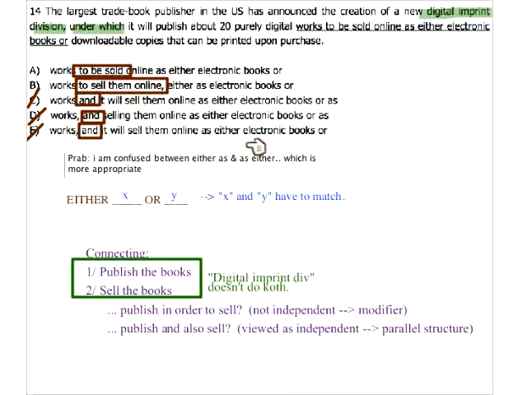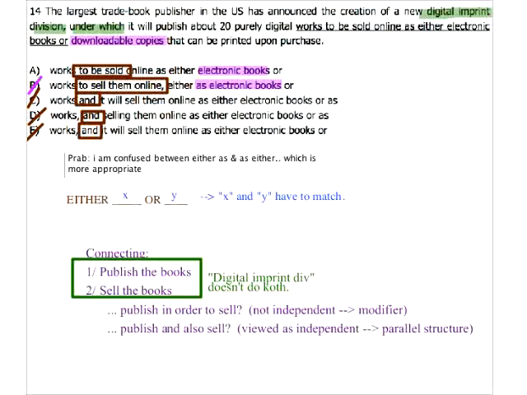I mean, it's just either X or Y again, and you're just playing a matching game. So let's see what happens with the matching game here. Well, in A, this is just electronic books, and that's downloadable copies, so A is parallel. In B, this is as electronic books, and this is just downloadable copies, so B is not parallel.